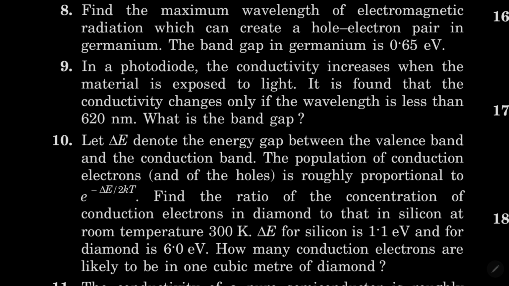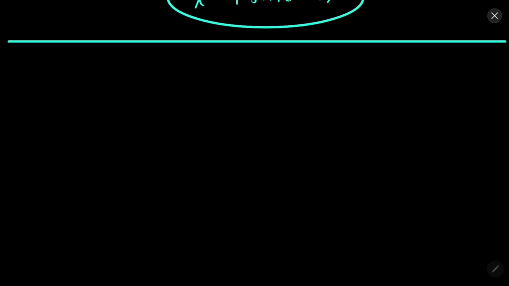In question 9, in a photodiode the conductivity increases when material is exposed to light. It is found that conductivity changes only if wavelength is less than 620 nanometer. What is the band gap? So the ninth question.